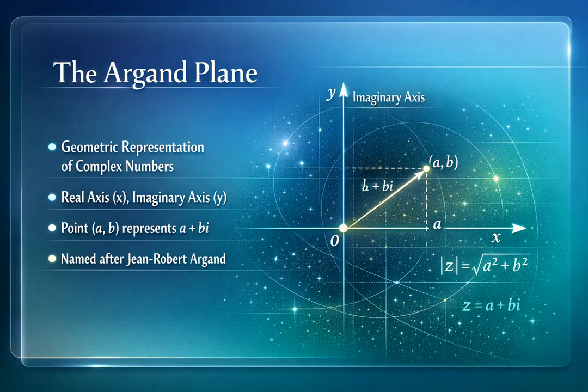The Argand plane provides a geometric representation of complex numbers. The x-axis represents the real part, and the y-axis represents the imaginary part. A complex number a plus ib corresponds to the point (a, b) in this plane. This visual representation helps us understand operations like addition and multiplication geometrically.